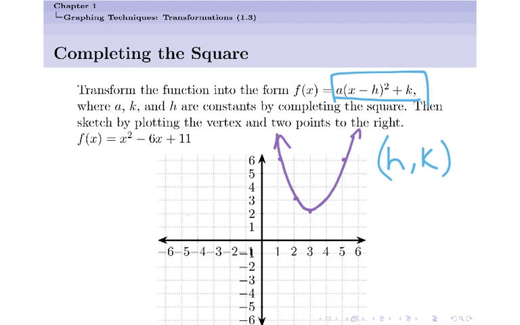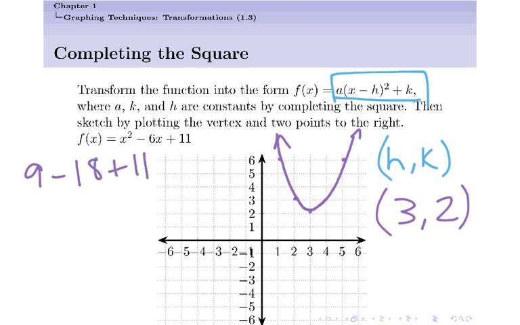If I was double checking, I would probably substitute into the original just to make sure I didn't make any errors when I was completing the square. When I substitute in a 3, I think I should get 2 out. So 3 squared is 9. 3 times negative 6 is negative 18 plus 11. So this becomes negative 9 plus 11, which is 2. So that works out. Again, try another point just to make sure.